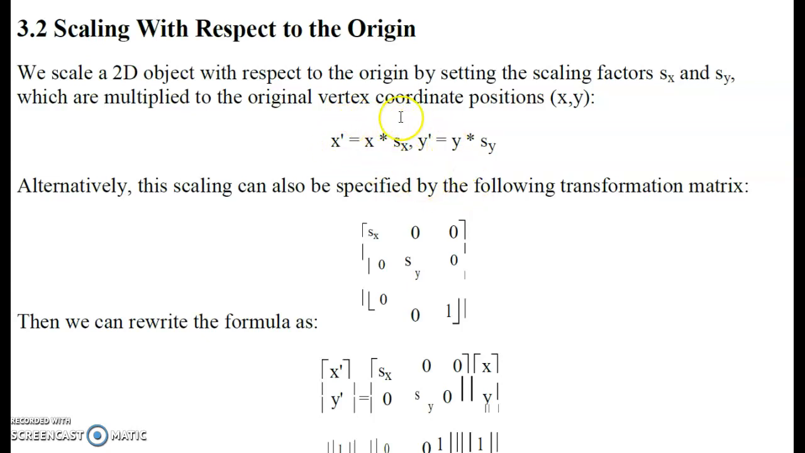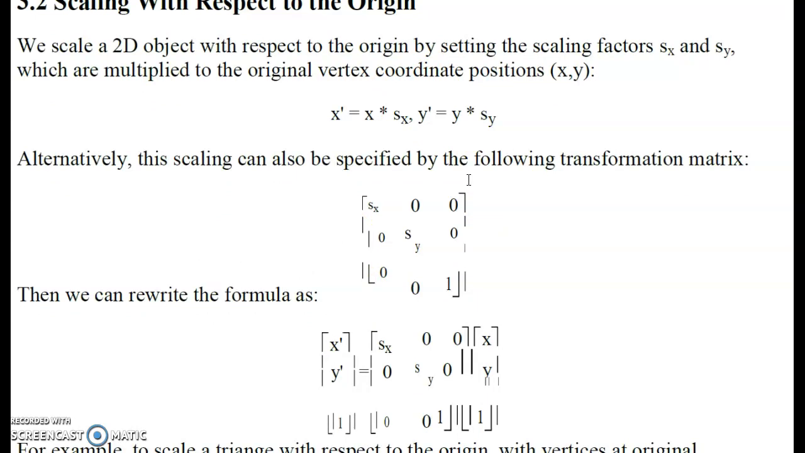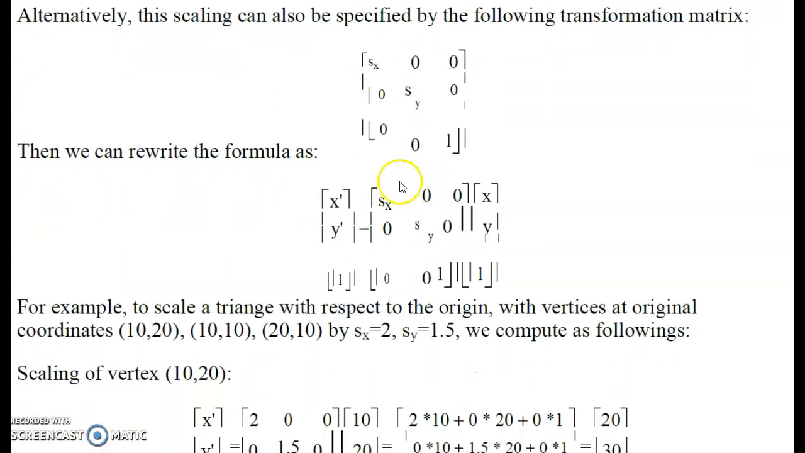This multiplication by the scaling factor can be written in a transformation matrix, that is Sx 0 0, 0 Sy 0, 0 0 1. So this is the formula, and the entire thing can be rewritten as [x' y' 1] equals the matrix Sx 0 0, 0 Sy 0, 0 0 1 multiplied by [x y 1]. If you multiply this matrix, you get x' equals Sx into x, y' equals Sy into y.